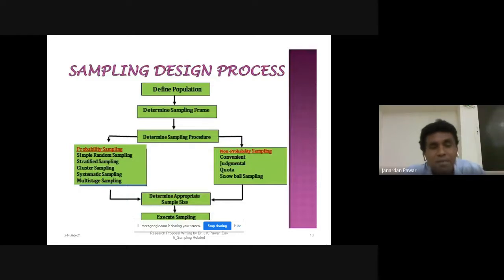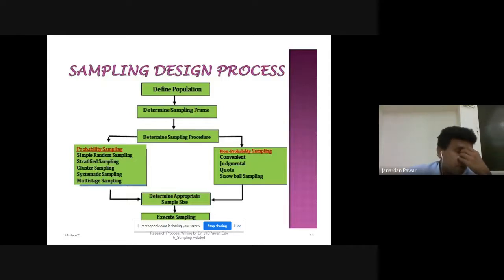But most of the people, this is my observation, go for probability sampling and mostly they go for simple random sampling. I think in 90% of research proposals I have seen, they have written that the simple random sampling method is used for selecting the sample by the researcher. This is my observation. And some of them wrote stratified cluster. I have seen this kind of proposals also.